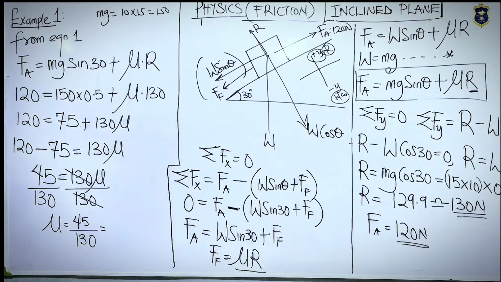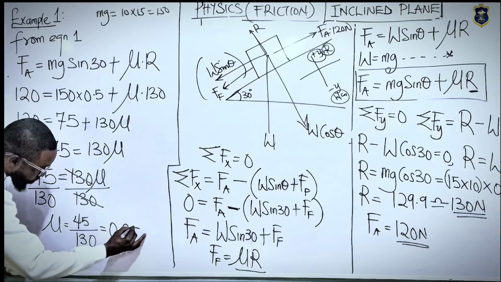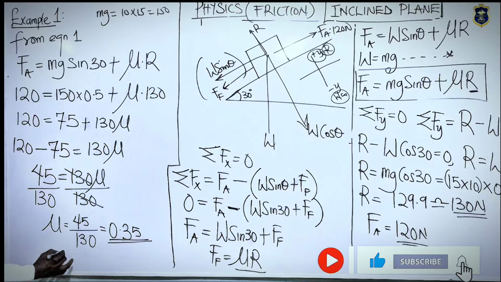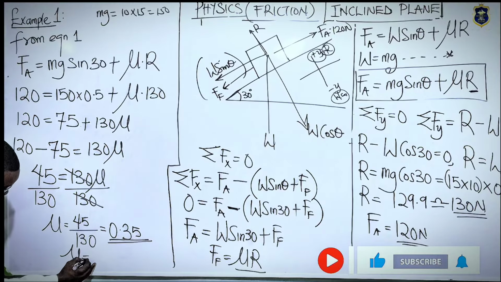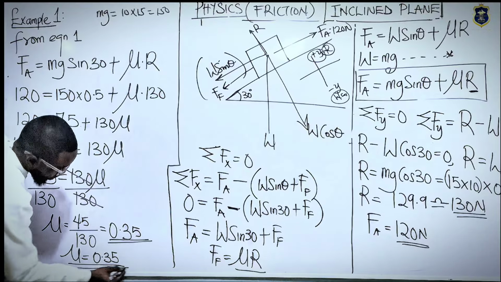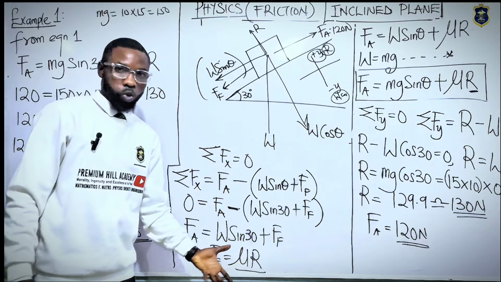130. Yep, we're going to have 0.35. That's the answer. So we can therefore say that our coefficient of static friction is 0.35. That's the answer to it. So you can just go through it. The sequence that I used was very simple.